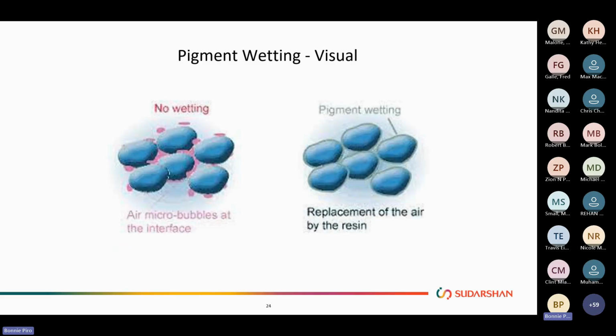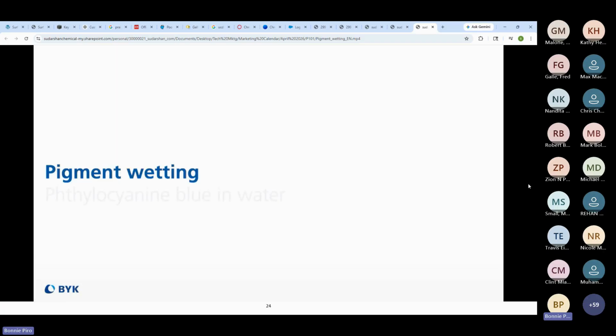So wetting is just removing those micro air bubbles that are trapped within those agglomerates. And we want to replace those bubbles with the resin of choice, the solvent of choice, to help break those apart. So I have a little bit of a video here that you can get off of the BIC website, so that it gives a very good visual of pigment wetting and why it's important.